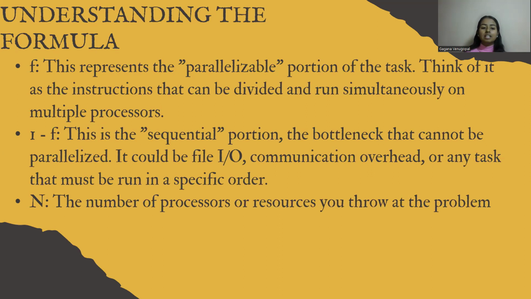1 minus f, this is the sequential portion. So what is this? f represents the parallelizable portion of the task. Think of it as the instructions that can be divided and run simultaneously on multiple processors, whereas this 1 minus f, I repeat, 1 minus f, is the sequential portion, the bottleneck that cannot be parallelized. It could be a file, input output, communication overhead, or any task that must be run in a specific order. And n is the number of processors or resources you can throw at any problem.